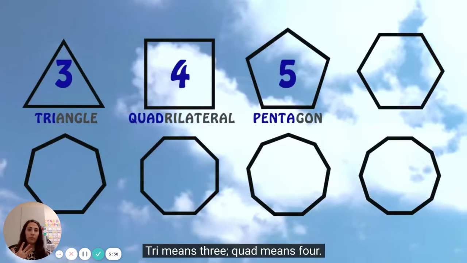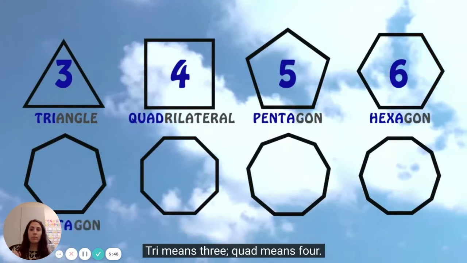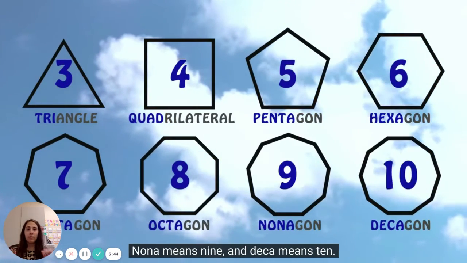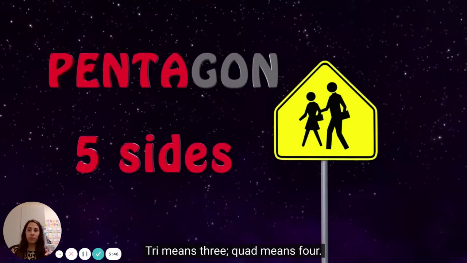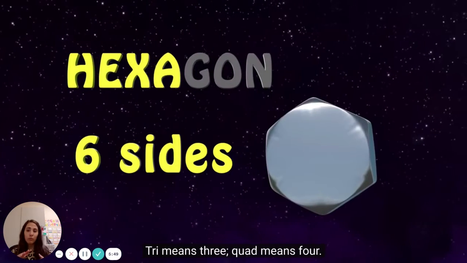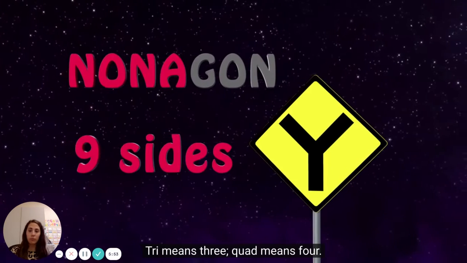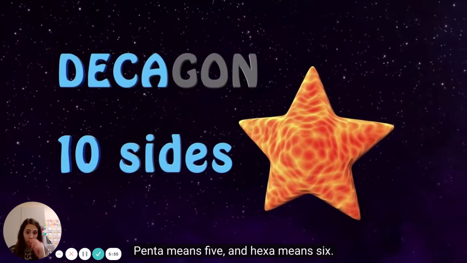Penta means 5, and hexa means 6. Hepta means 7, octa means 8, nona means 9, and deca means 10. Tri means 3, quad means 4, penta means 5, and hexa means 6. Hepta means 7, octa means 8, nona means 9, and deca means 10.